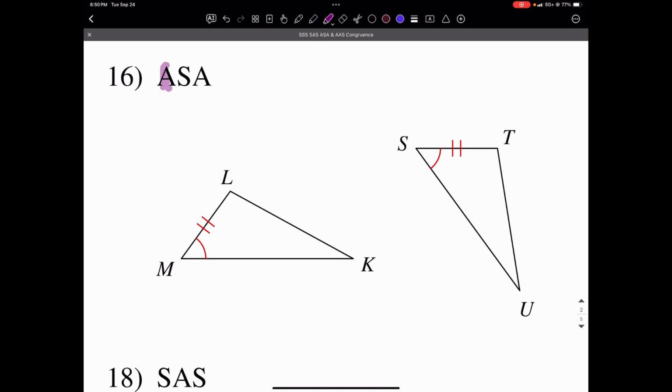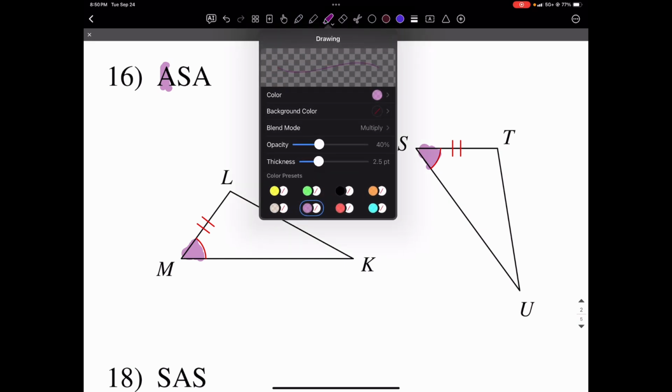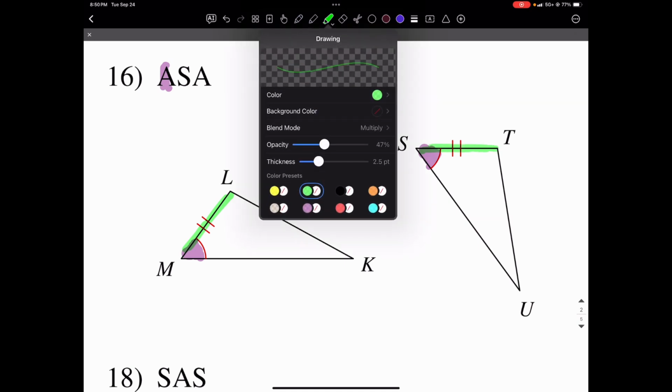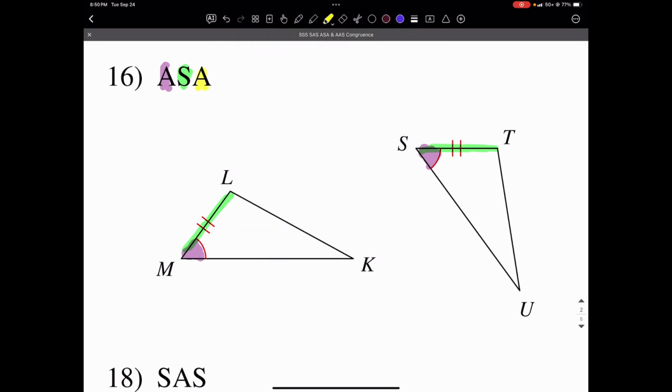You have their angle. It's given. Those are congruent. Then you have your side. It's given. Those are congruent. Now, you need another angle. Well, guess what? It has to be this angle here that shares that side. So your angle would be here.